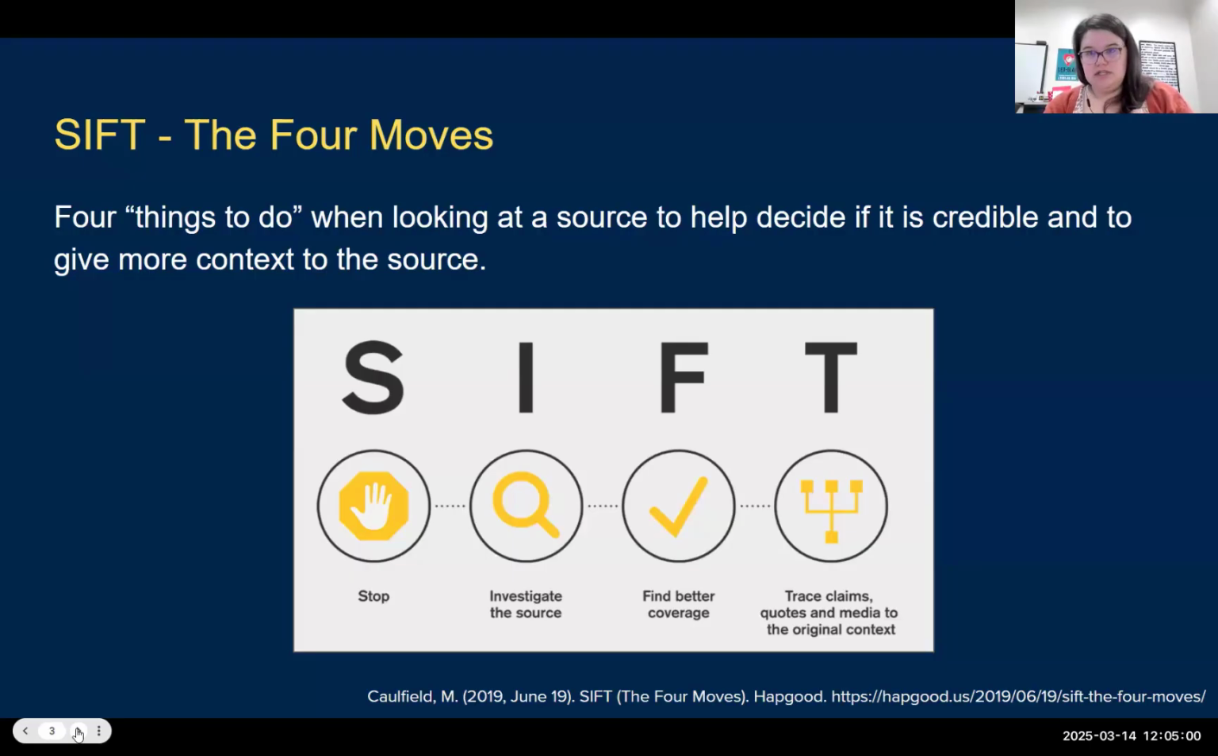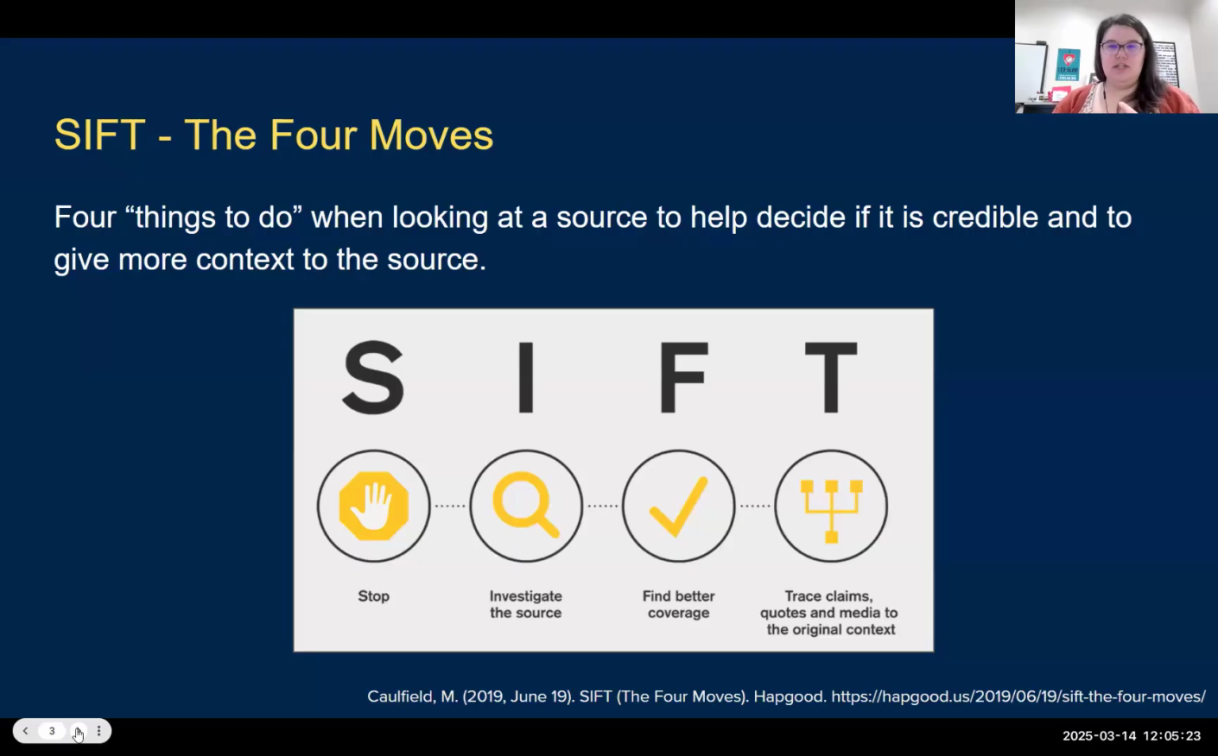The other moves talk about actually how you look at a source. So looking into the source itself, what is it saying? Who is the author? All this kind of stuff. And then that leads you to, and I don't necessarily like how he's got it listed here with find better coverage and trace claims, because I think you need to trace claims first when you're looking at a source, right? And so it's looking to see what their citations are.